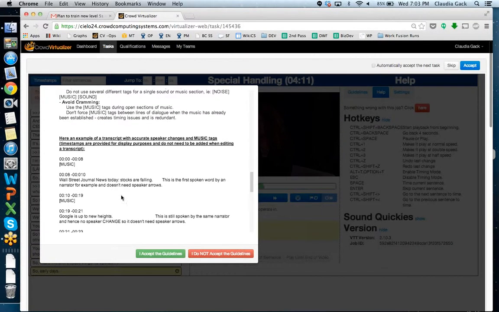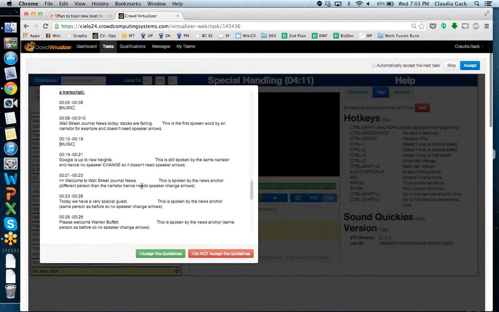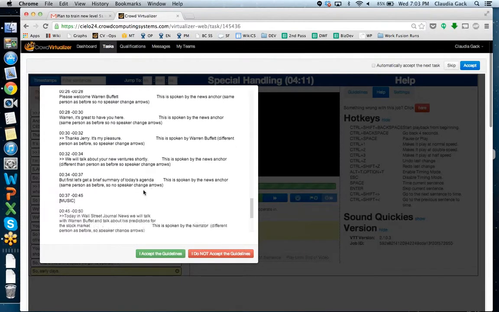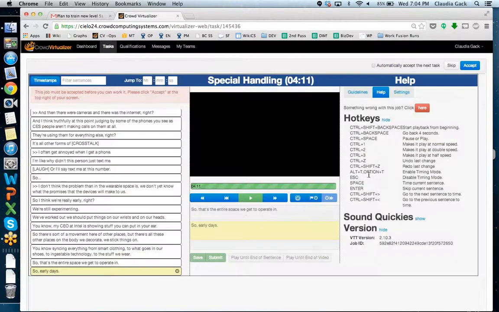Here below, you can take some time when you enter the queue and look at some of these examples to see what the exact perfect transcription would be. All right, so you have to accept the guidelines, click here, and then the next thing you have to do is accept here.